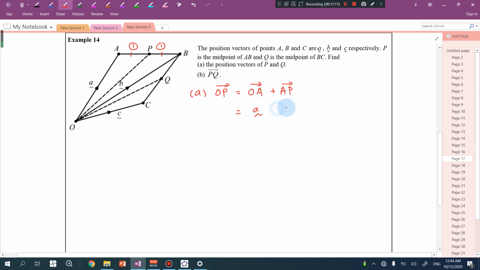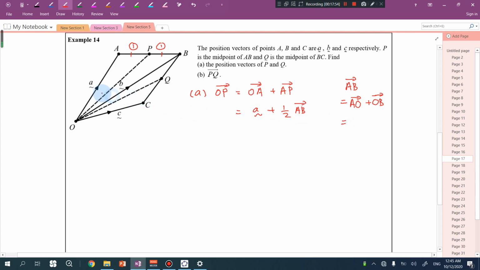Some students will just continue doing it here, 1 over 2 AB, and then continue. I worry that you will be a little bit confused this way. So I find AB over here first. I get the vector for AB over here first, then later I write it inside here, so it will not be so complicated. AB is equal to AO plus OB, right? Again, this is a common point O. AO plus OB will become AB.